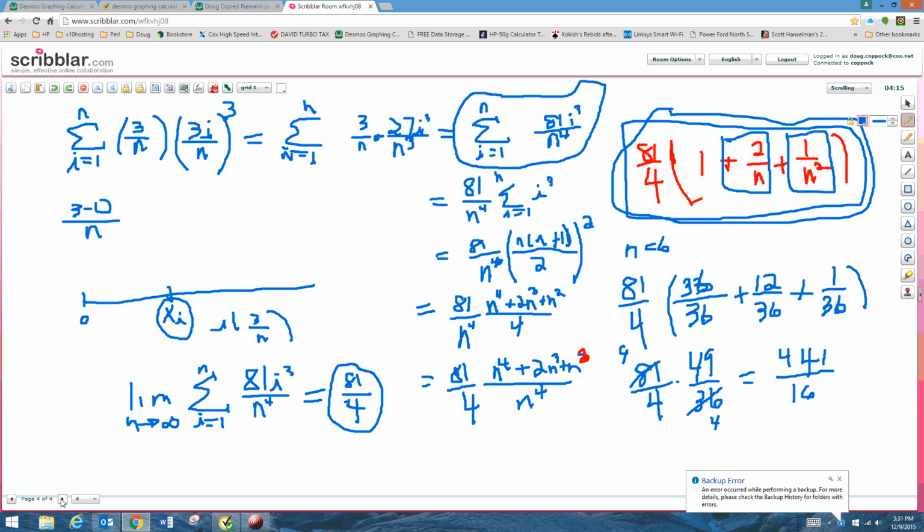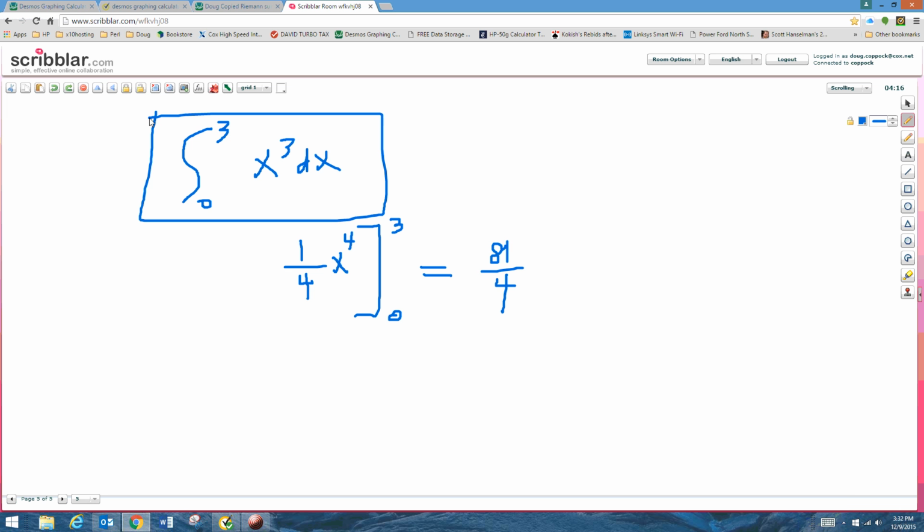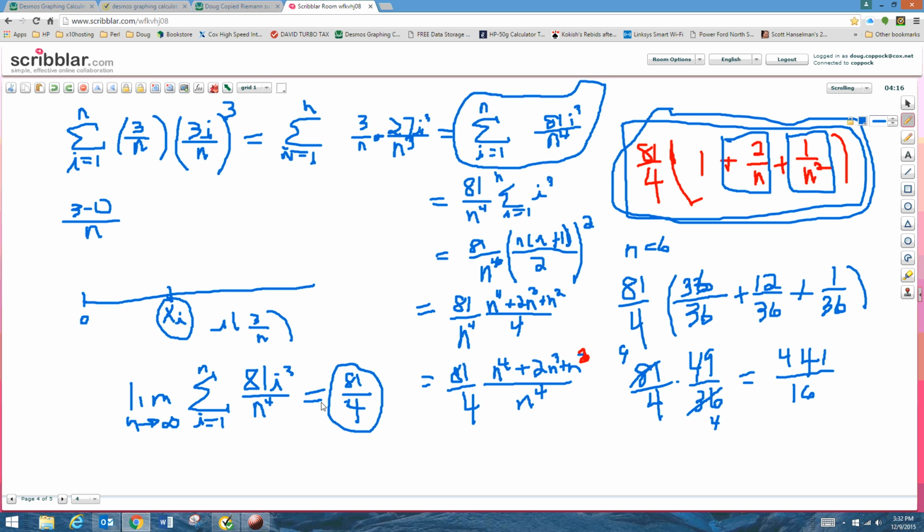Okay. Now, assuming that you already know how to take the definite integral from 0 to 3 of x cubed dx, guess what? The antiderivative is 1/4 x to the fourth, evaluated from 0 to 3, equals 81 fourths. So really, a definite integral is really just the limit of a Riemann sum.